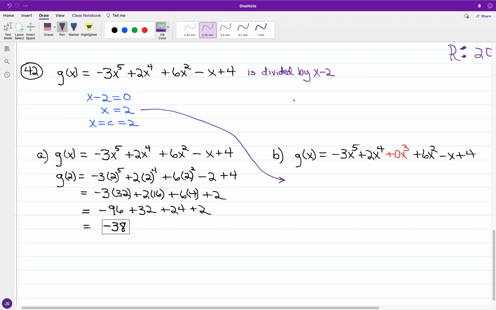Okay, so again, the 0 of x minus 2 is going to be at 2. And setting things up, for g of x we have the coefficients negative 3 and 2, and 0 with regard to the missing cubic term in x. Then we have 6, then negative 1, and then 4.